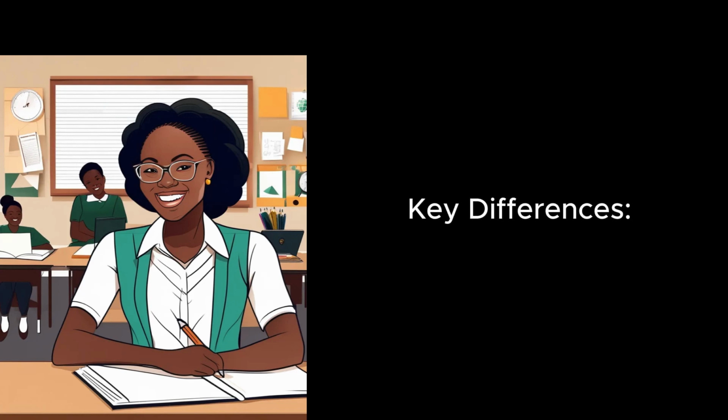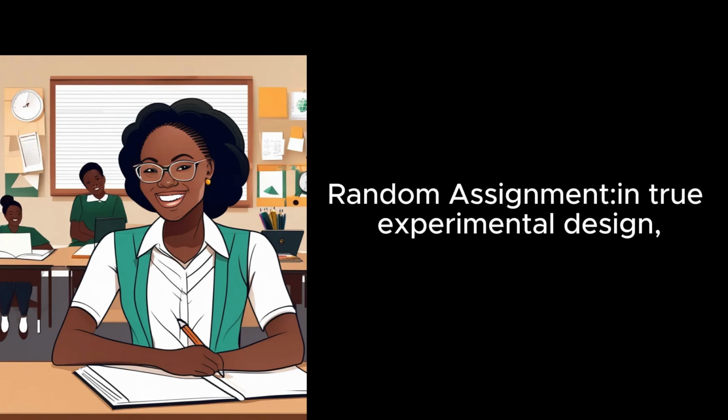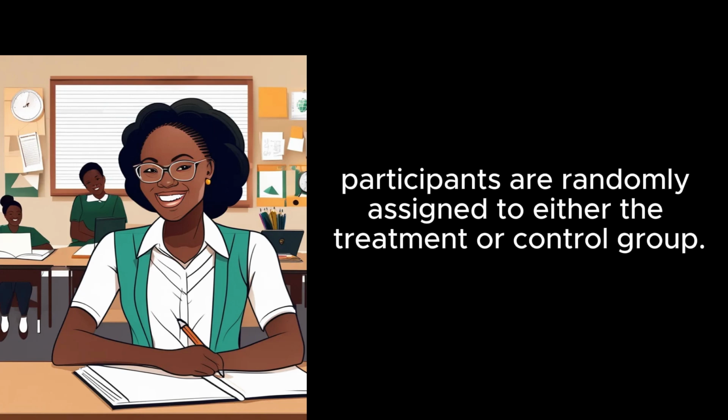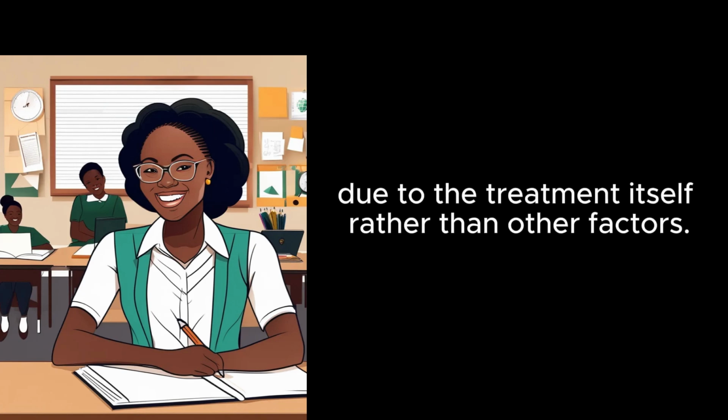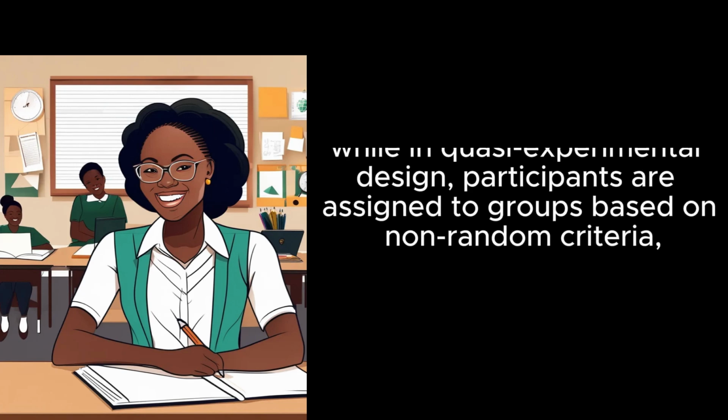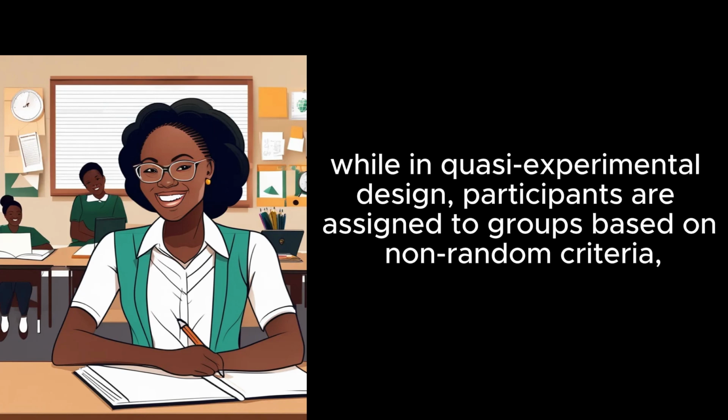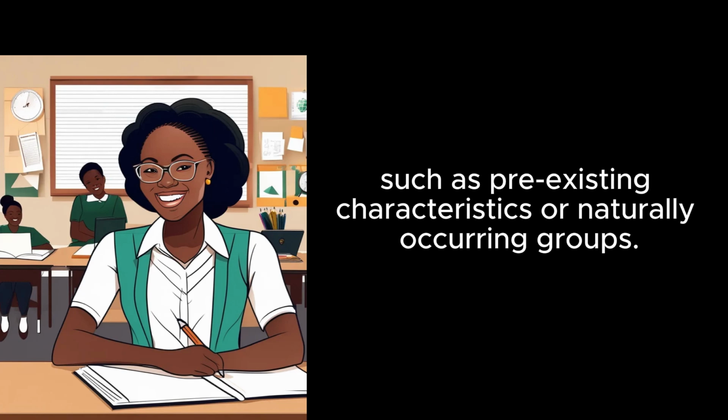Key differences: random assignment. In true experimental design, participants are randomly assigned to either the treatment or control group. This randomization helps ensure that any observed differences are due to the treatment itself, rather than other factors. While in quasi-experimental design, participants are assigned to groups based on non-random criteria, such as pre-existing characteristics or naturally occurring groups.